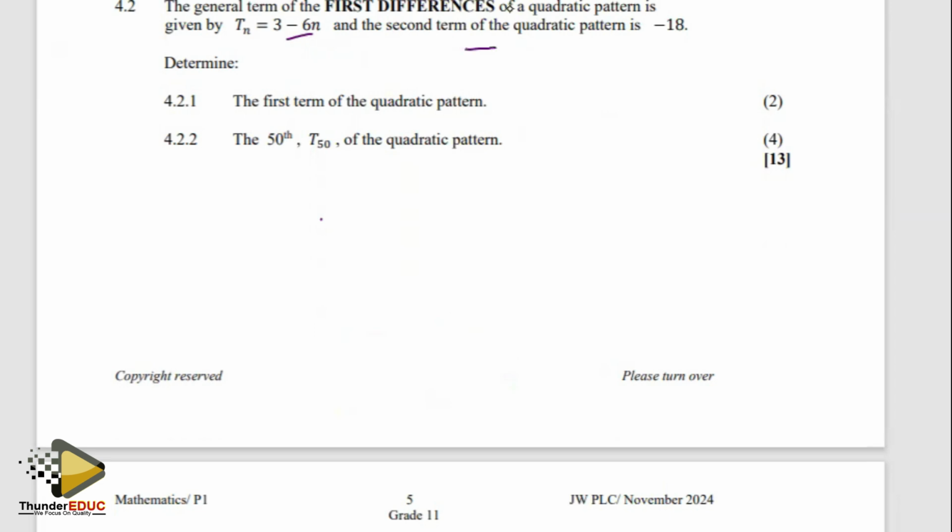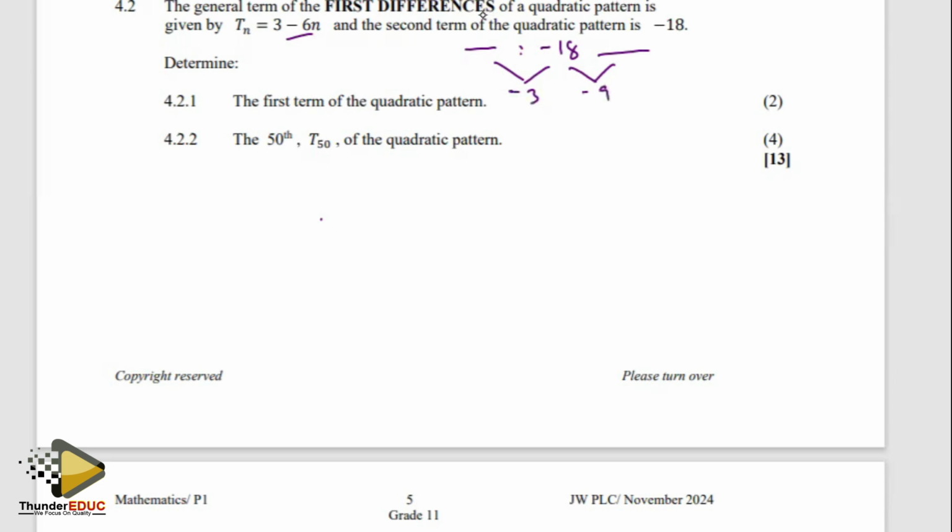So we know that term 1 we have negative 18, then term 3, and so on. For us to get first differences, I need to substitute 1 there. So if n is 1, this is going to be negative 3. If n is 2, the story continues. So if n is 2, that's going to be negative 9.